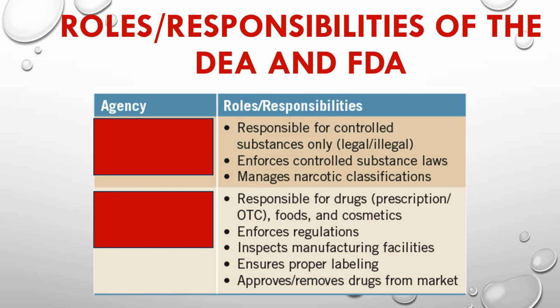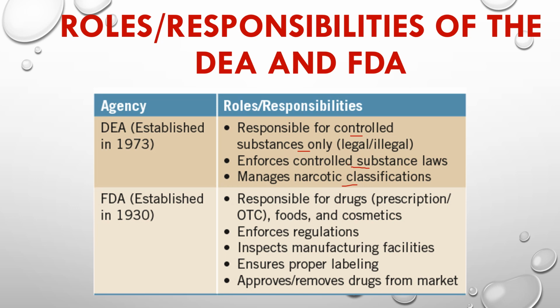All right, so now looking at some of the responsibilities of the DEA versus the FDA. So if we kind of look at the responsibilities over here, so looking at controlled substances, whether legal or illegal, enforcing those controlled substance laws and managing those classifications. So what is a Schedule 1 or Schedule 2? That is the job of the DEA, and then the FDA.